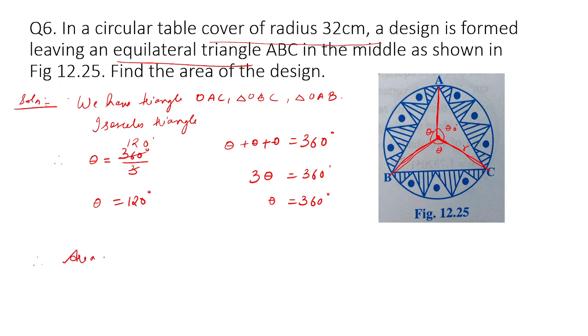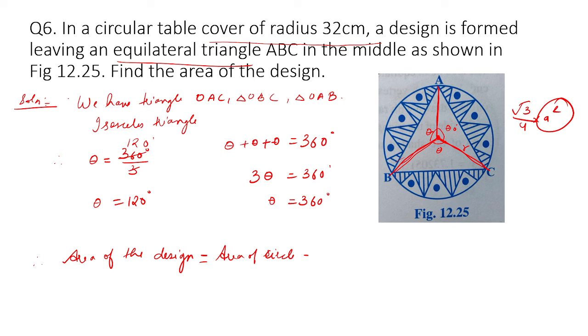Therefore, the area of the design is going to be equal to, we are asked to find the design, so what do we have to find? We first have to find the area of this entire circle. So this is going to be the area of circle minus, we have to subtract this triangle, right? Now, since we do not know anything about the sides of this equilateral triangle, we cannot use the equilateral triangle formula because we do not know what the sides AB, BC and AC are.